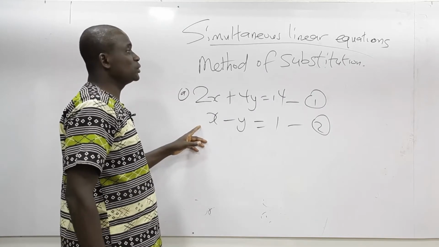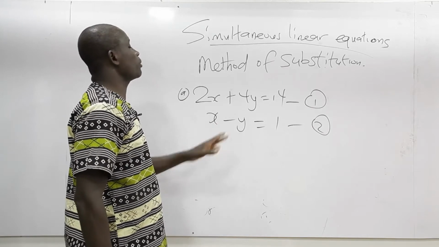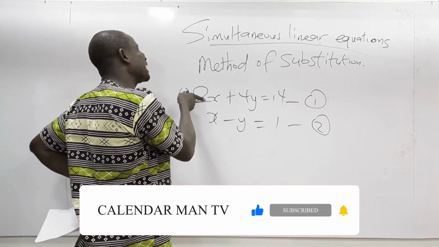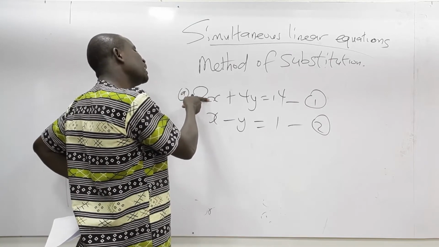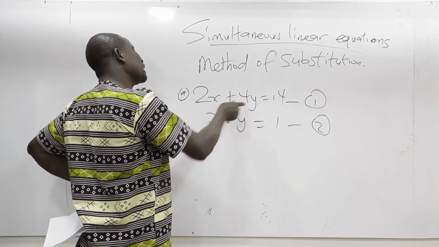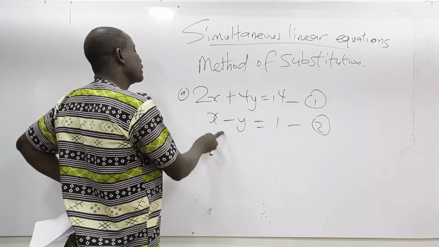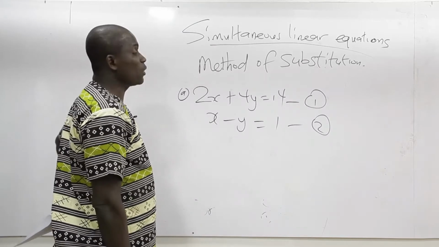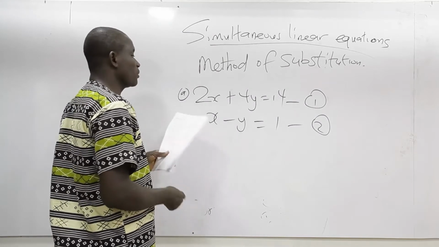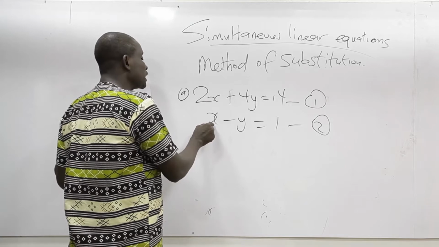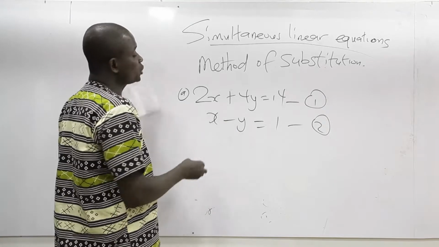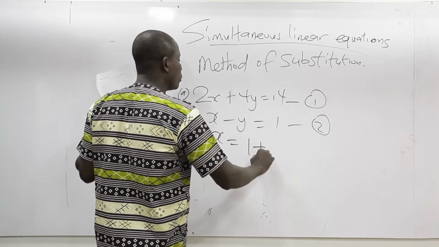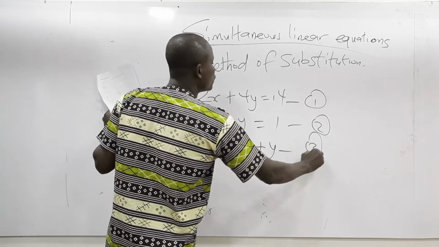This method of substitution is used especially when some of the variables are standing alone. For example, look at this. We have 2 as a coefficient attached to the x here, and 4 as a coefficient attached to the y. But when you come here, we have to look and see if there is any variable standing alone. Then you make it the subject. So here, x is standing alone, y is standing alone. But I can choose to say that x is equal to 1 plus y. This will give me equation 3.